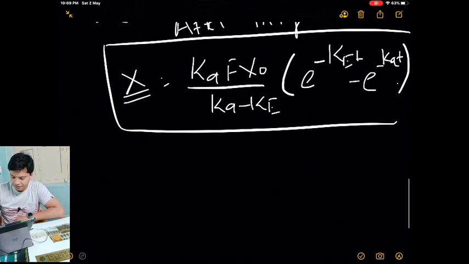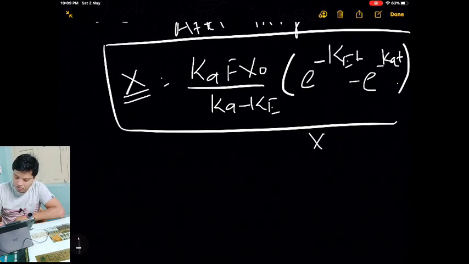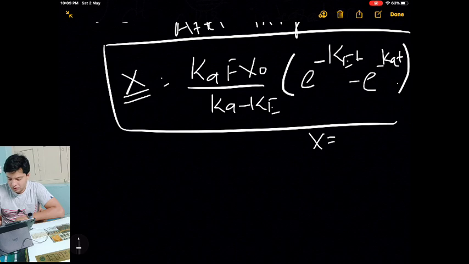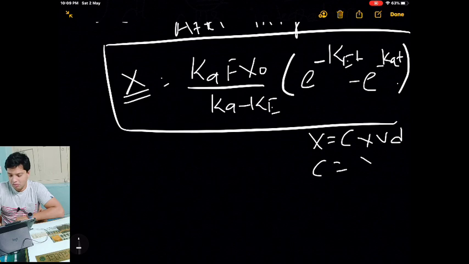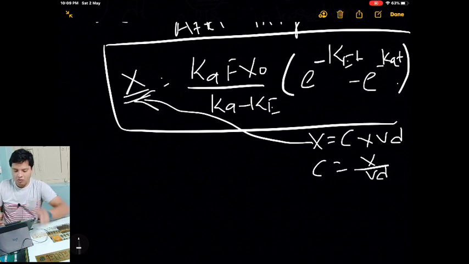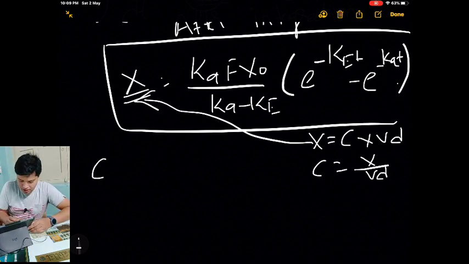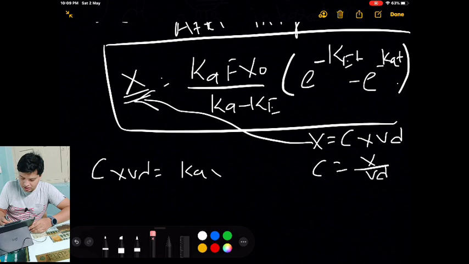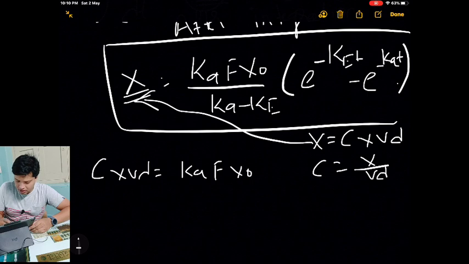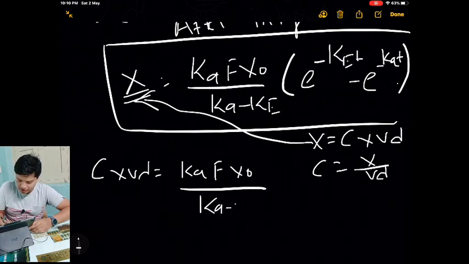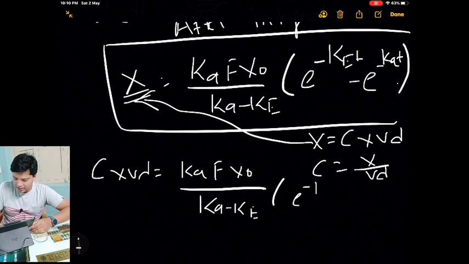How to convert this? Previously we know amount is equal to concentration into volume of distribution, or concentration is equal to amount divided by volume of distribution. Just substitute this equation here. What you will get? Concentration into volume of distribution is equal to Ka, fraction of drug, and dose of the drug divided by Ka minus Ke, e to the power of minus Ket minus e to the power minus Kat.